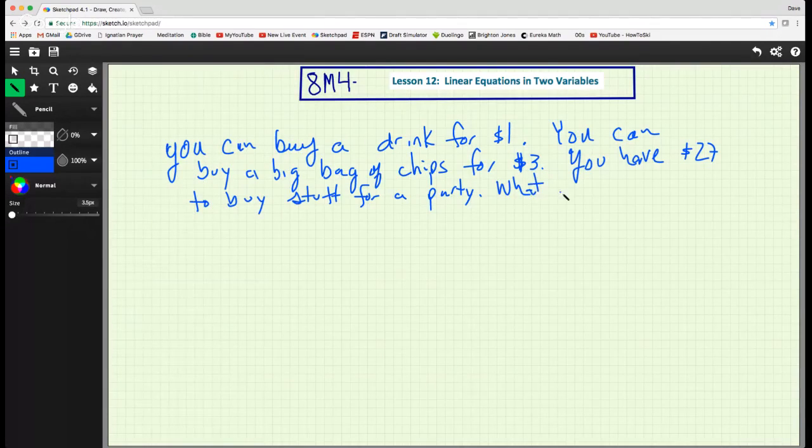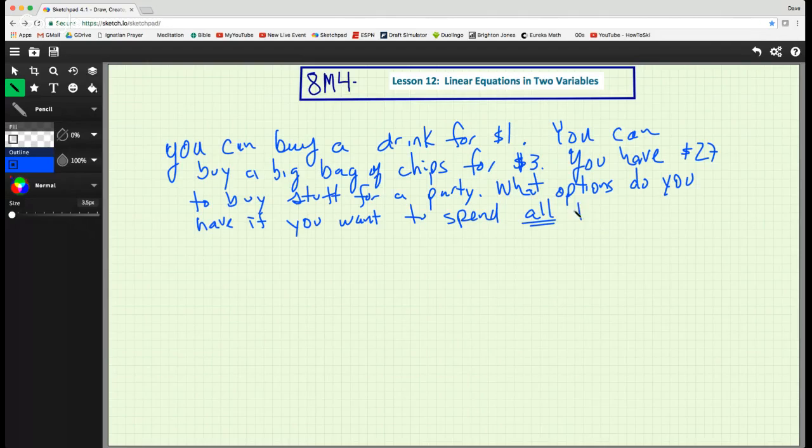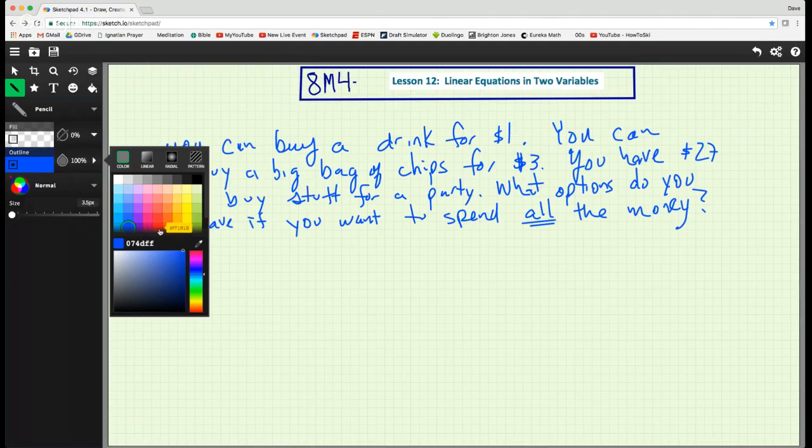What options do you have if you want to spend all the money? Okay. And it turns out that the problems written like this are linear equations. And we won't go into exactly why right now, but let's just look at this.